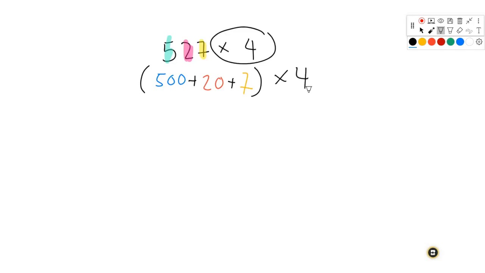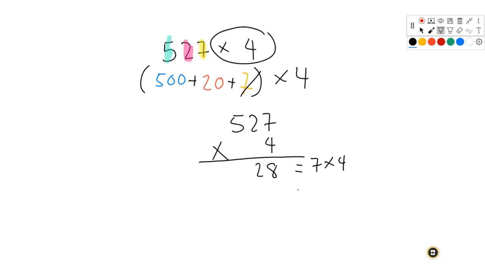Once you're done with that, we know that we are multiplying these 3 addends, or these 3 numbers, with 4. So let's stack them and write them on our whiteboard, like so. 527 times 4. Make sure you line them up correctly. What is the first thing we want to multiply? Go ahead and type in the box. We want to do 7 times 4. 7 times 4 is 28.